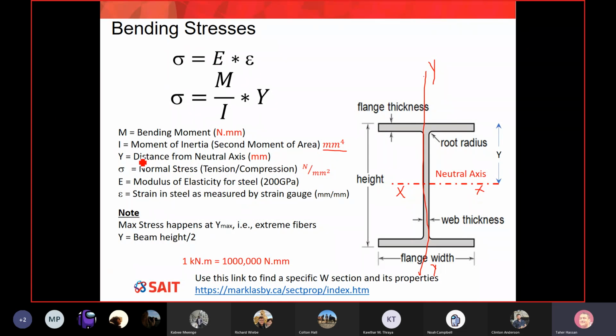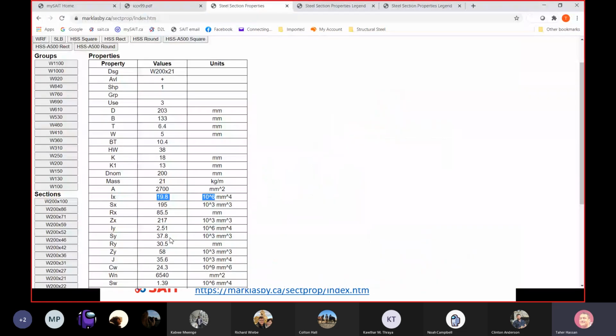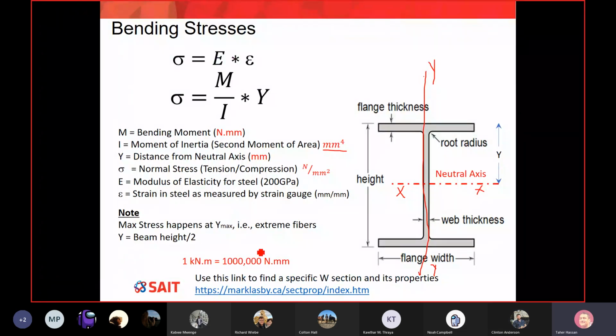Also, the y is the distance from the neutral axis, and the y maximum is how much? The maximum stress happens at half of the beam. How can I get half of the beam? Any help? Can anybody tell me in this example how much is my y? That'd be your D. How much is my D? Can anybody read? 203. Exactly, but the y is equal to this number divided by 2. So 101.5. Exactly, sir. Thank you. So your y is equal to half of the beam height. You can see the y is measured from the neutral axis, and the height is twice of that.